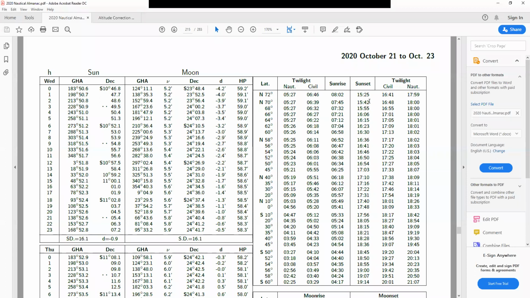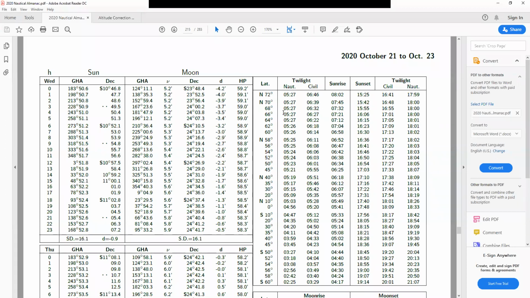Then in the evening, it swaps, it goes the other way around. So you'll have sunset at 3 in the afternoon. Then at 16:41 there'll be civil twilight, and at 17:59 you'll have nautical twilight. So this would be in the evening.